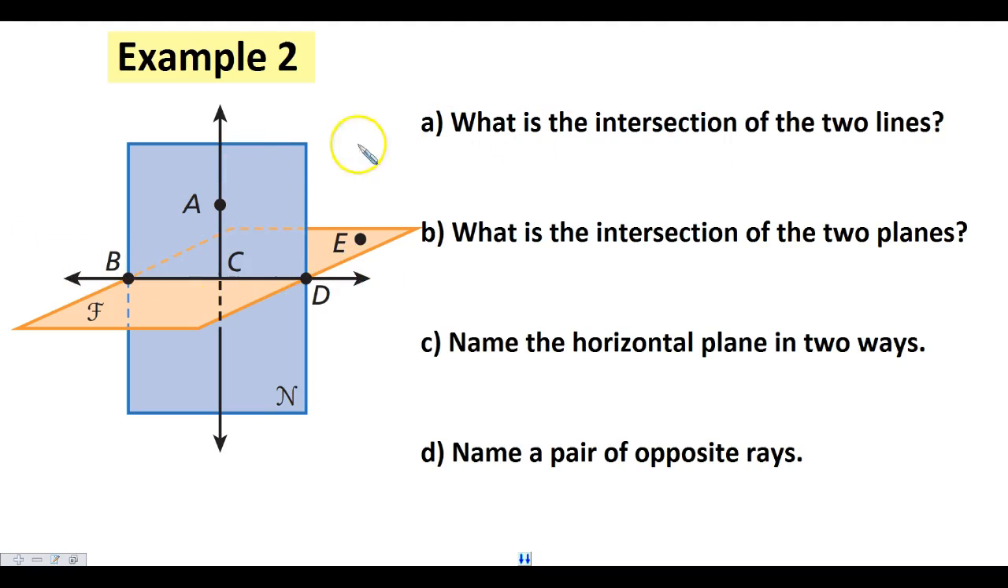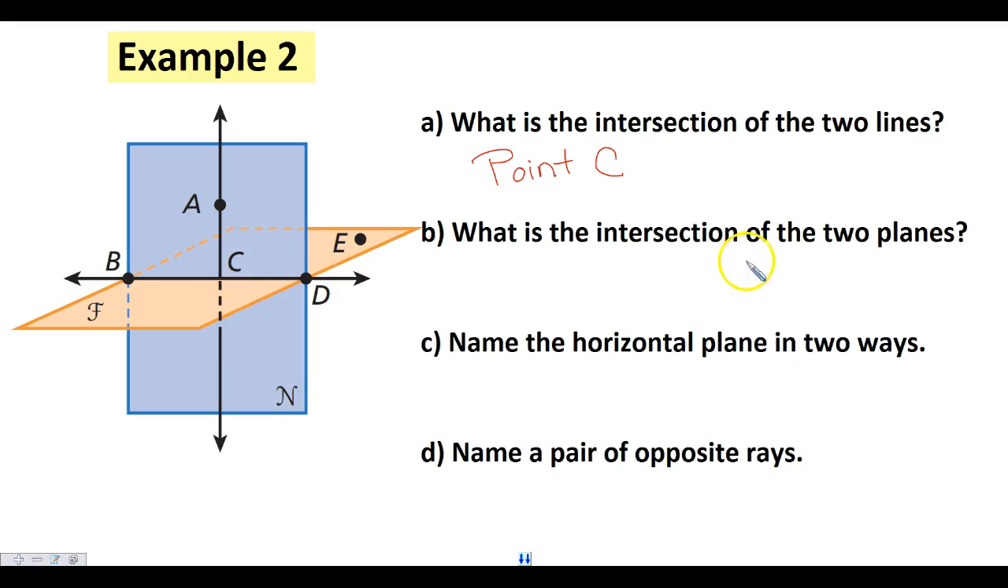So the intersection of the two lines. Here's one line, here's another line, and where do they meet? They meet right here at point C. Now notice that there is not a dot right here on top of C. It is understood that when you have an intersection, this is a smaller point, so it's more accurate. All right, so C is this point where these two lines cross.